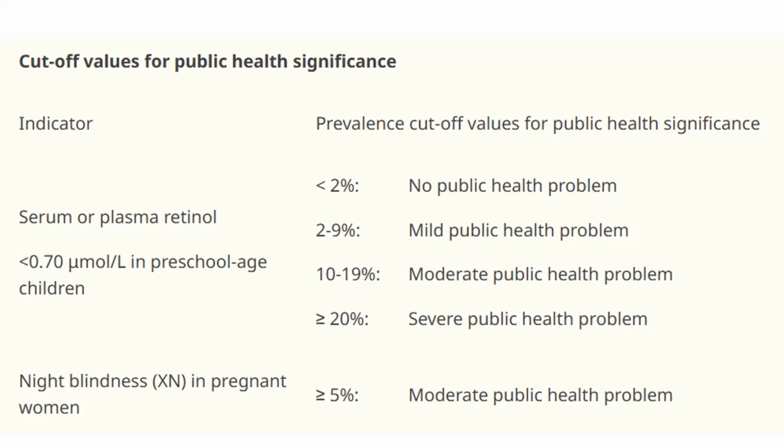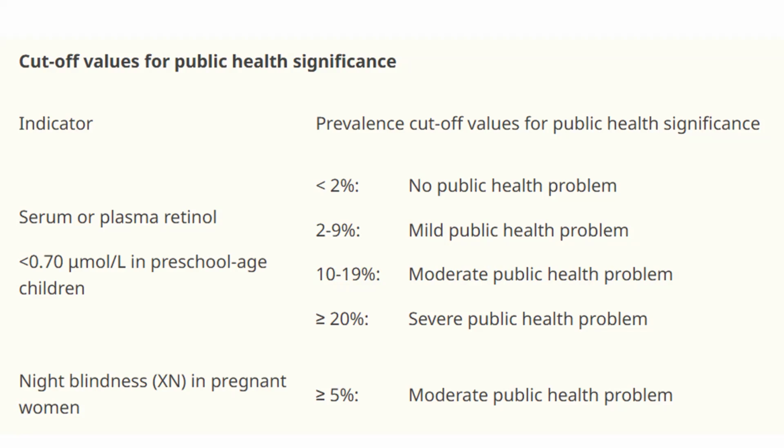If the prevalence is 2 to 9%, it's a mild problem. 10 to 19%, moderate public health problem. And if the prevalence of levels less than 0.7 is more than 20%, the problem will be severe.